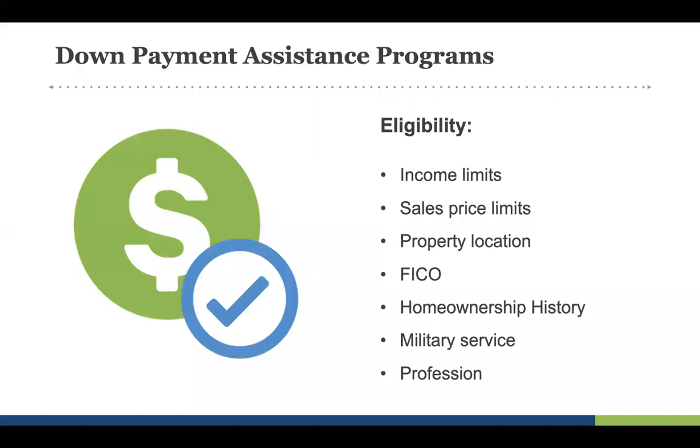Homeownership history also makes a big difference. Many programs are only for first-time home buyers, but there are many for repeat buyers or even current owners. Remember, a first-time home buyer is simply someone who hasn't owned a home in the last 3 years. I'll expand on eligibility as it pertains to military service and certain professions in a few moments, but both can open new doors to assistance that may not be available to the general public.